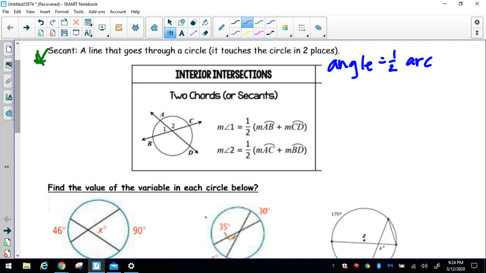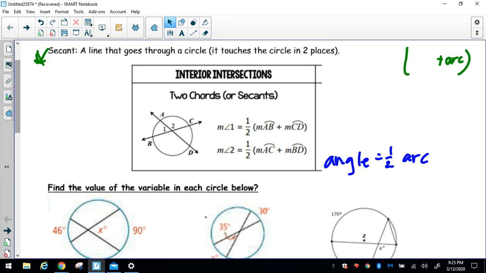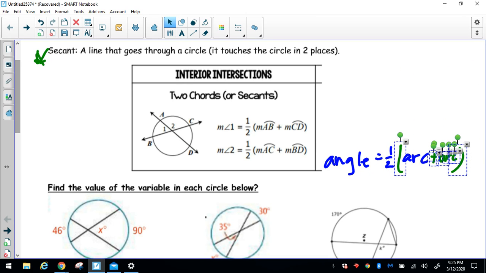And then if you were trying to find this angle 2 right here, you would take the arc from A to C, the arc from B to D, and you would add those. And again, that's because you can draw a straight line that connects all of those things. So this is the same kind of principle as the angle is half of the arc, just now we have more arcs. So a better way to write this for today would be that the angle is half of your two arcs added together. Okay. So I'm going to slide this down. We're going to do some of these practice problems together.